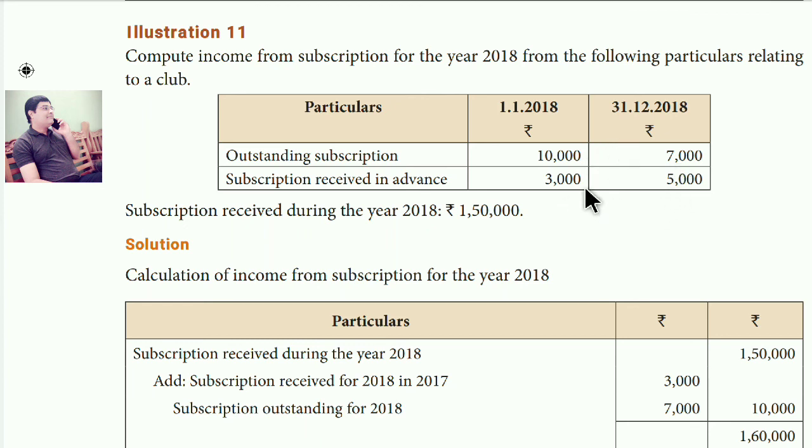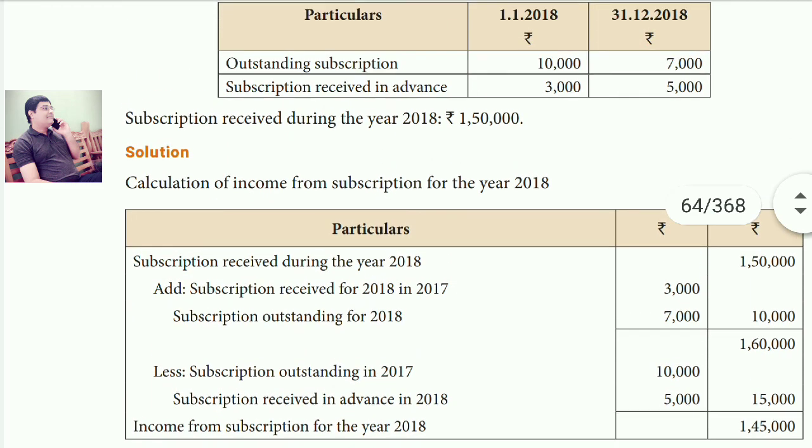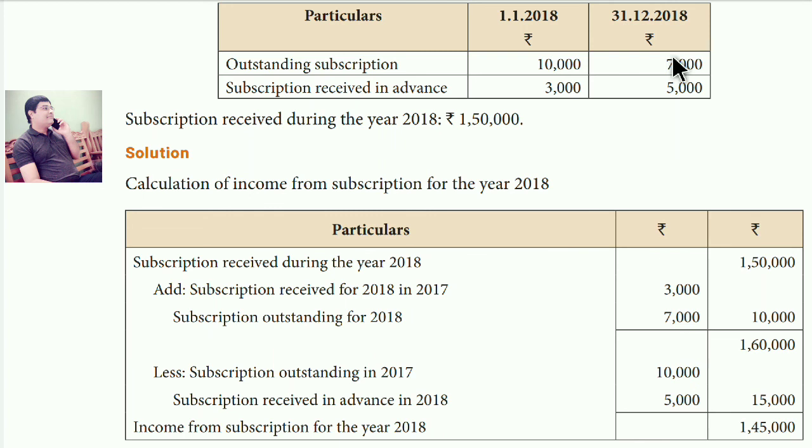So first we have to write the plus. Add subscription received, that is 3,000 rupees subscription advance, or straight away we can write outstanding subscription. First 10,000 we have to write in minus, then 7,000 we have to write in the add column, then this 3,000 rupees write in the add column, and this 5,000 rupees we have to write in the minus column. So now you will get the answer, 1,45,000. Add both, 1,60,000 minus 15,000, 1,45,000.